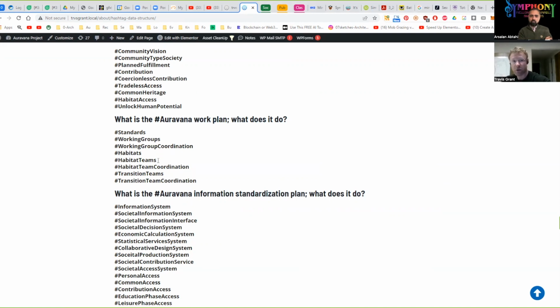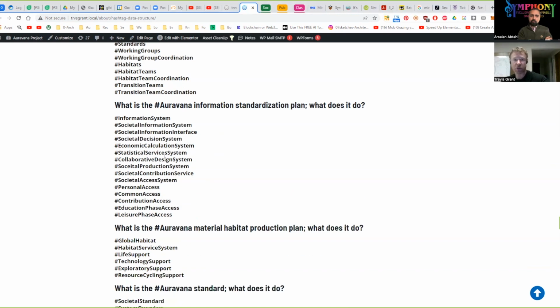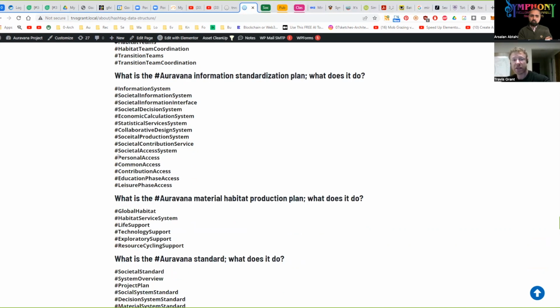You're part of a working group or part of a habitat team or part of some combination of the two. And then we have transition teams during transition. So then we have the information standardization. I won't go through all of this, but you have essentially information standardization. Here are the access types. There are three access types: two community access types, and then one team access type.